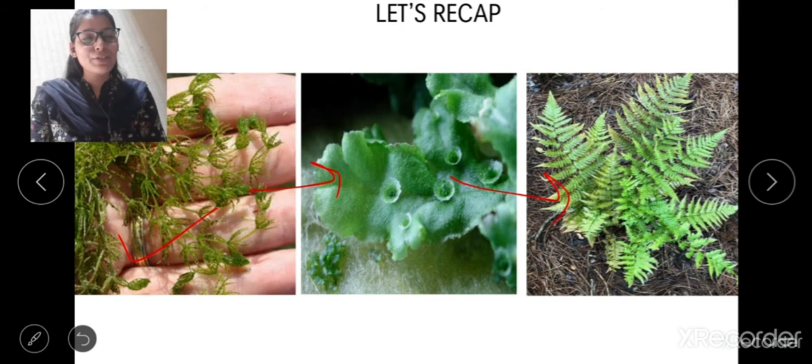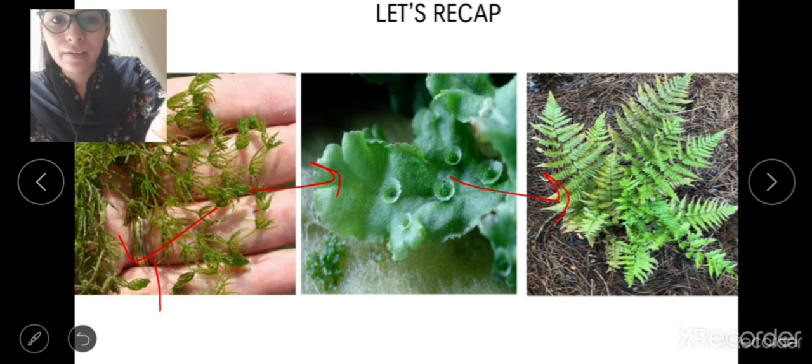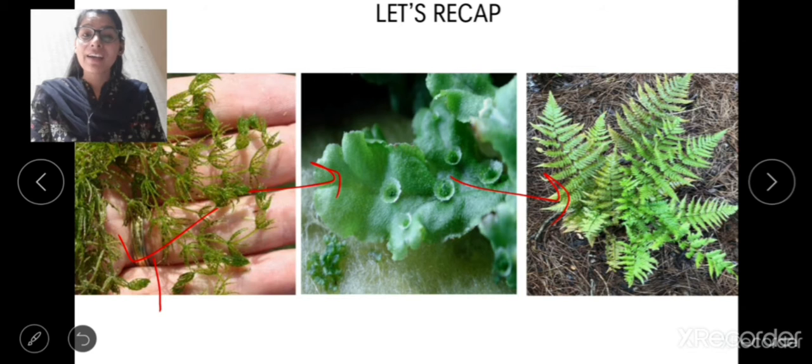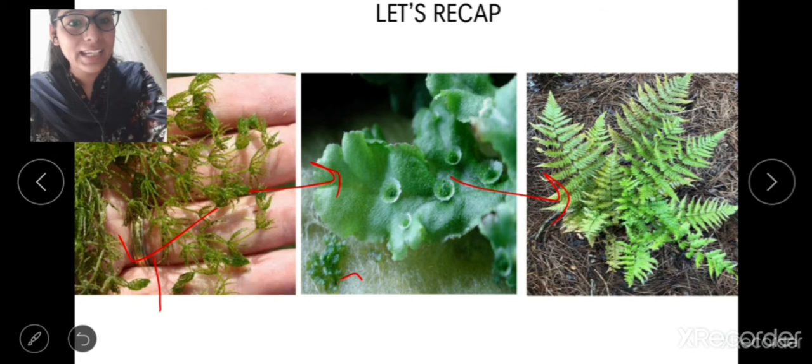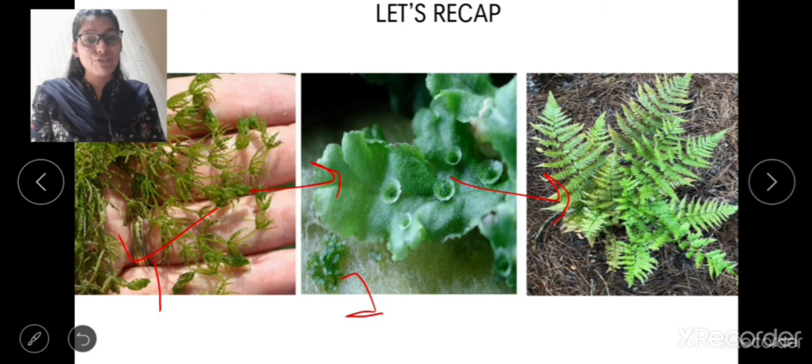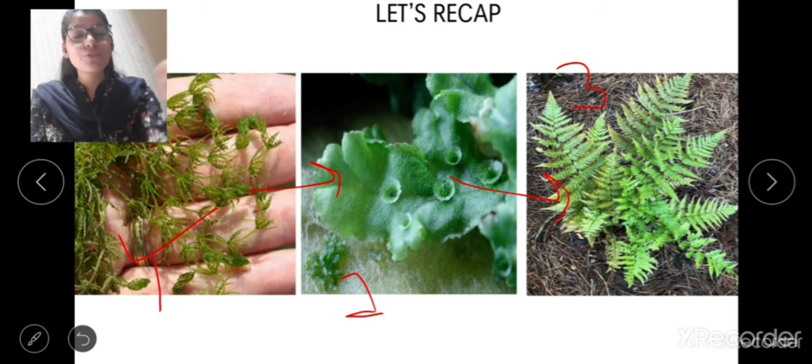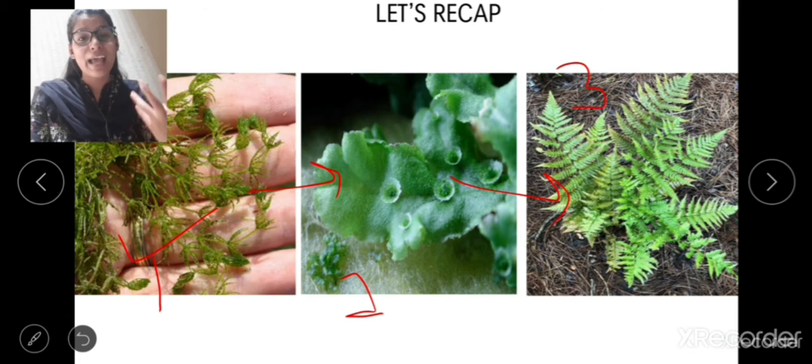By looking at the pictures, can you guess which division these belong to? The first picture is of Chara, which is a member of Thallophyta. The second shows Marchantia, a member of Bryophytes. Remember, these are called the amphibians of plant kingdom. And the third is the true terrestrial plant, land habitat plants called Pteridophyta.